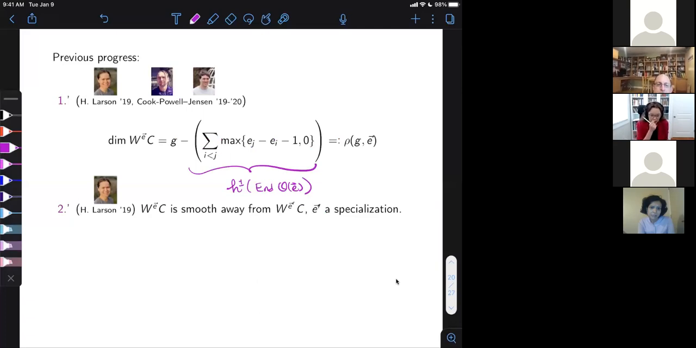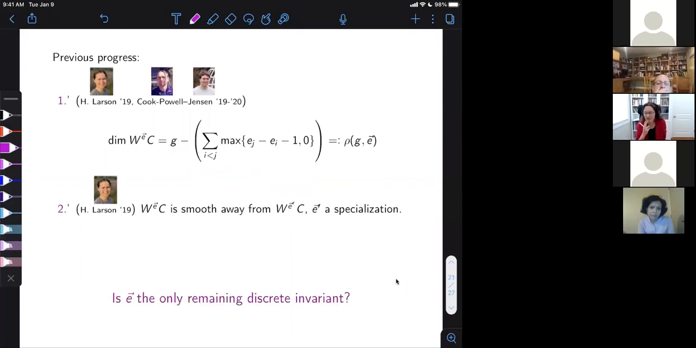And then furthermore, it gives some more local behavior. This W_E is smooth away from W_E', where E' is some specialization of the splitting type E. So this is very nice. It answers two parts of the Brill-Noether package in this case, but it still doesn't tell us whether or not this splitting type is the only remaining discrete invariant.